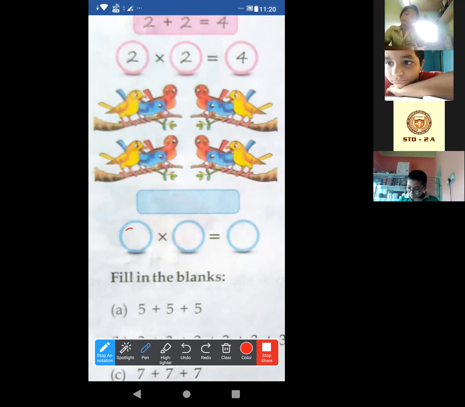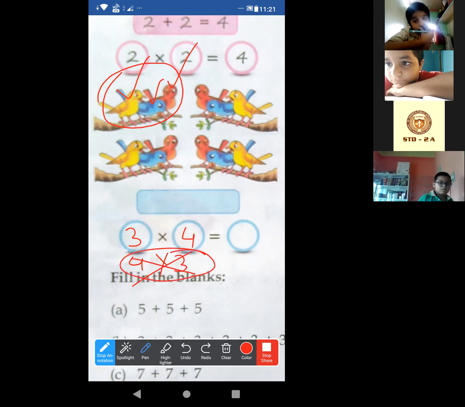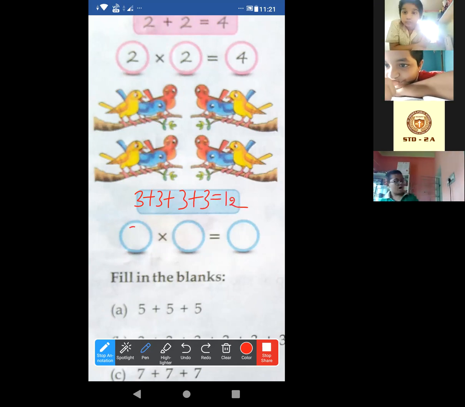So what to write over there? Here 3, first the number of birds in one. Then you have to count how many times. These times you have to write later. Don't do 4 into 3. Understood? So do not do this. At first you have to count the number, then write it, then how many times it is drawn over there. Understood? So write 3 plus 3 plus 3 plus 3 is equal to 12. Here 3 into 4. Complete this first.